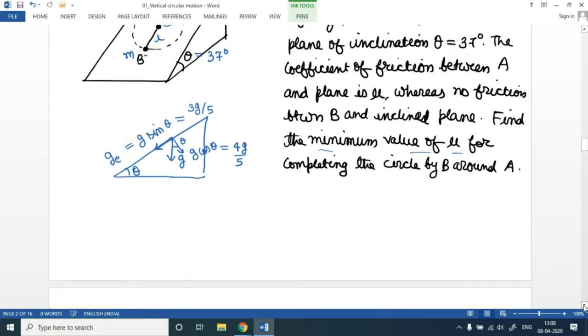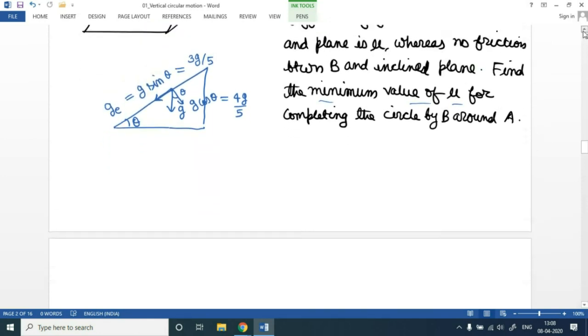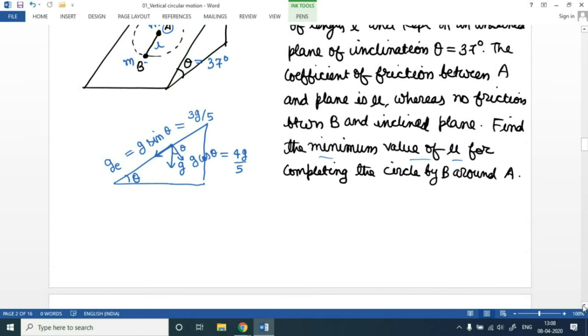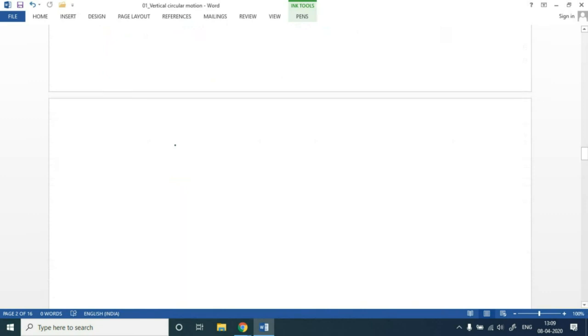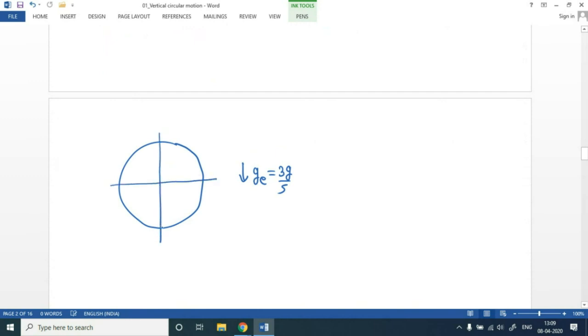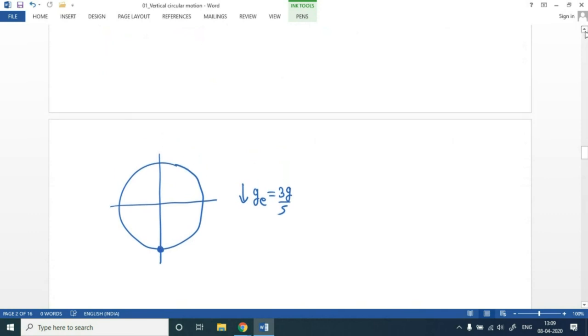Now say we want to find out the minimum value of mu for completing the circle. So let's take this situation. Let's say this circle we have drawn on the inclined plane, and this is g effective, that is 3g by 5, and let's say the particle is over here. So at this point, the tension would be maximum at the lowermost point, and whenever the tension is maximum, the other particle will experience the greatest pull, so the chances of slipping on the surface would be maximum at this orientation only. So we need to first of all find out this T over here.